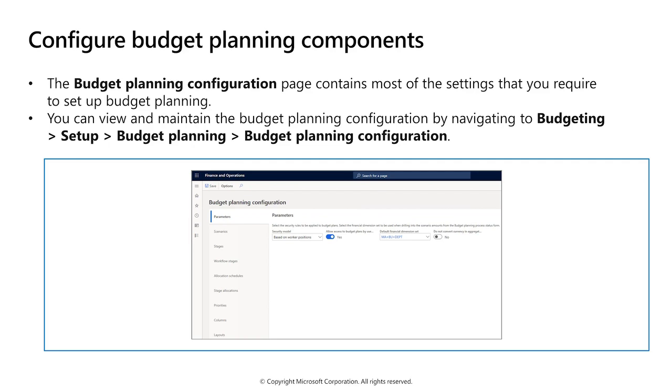The initial settings on the budgeting plan configuration page let us create building blocks for the later configuration steps. Parameters define the security role that we want to apply to the budgeting plan and the default financial dimensions that should be used when a user drills into the budget plan scenario amount.